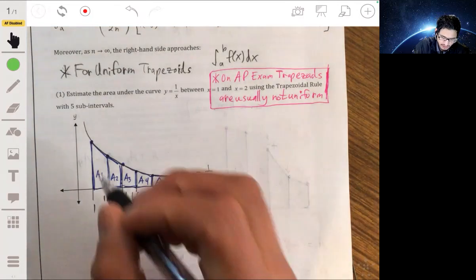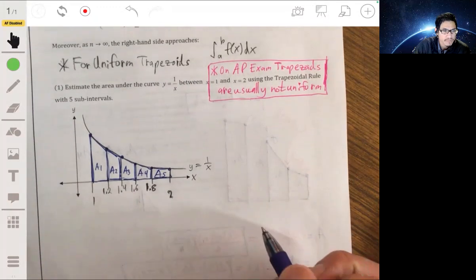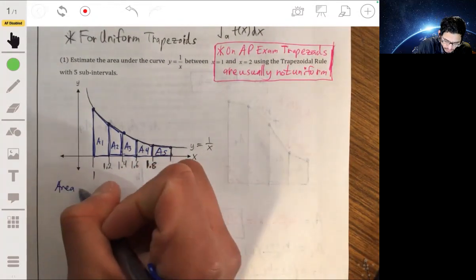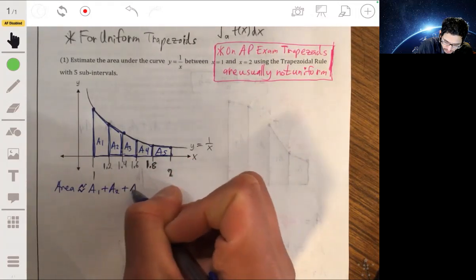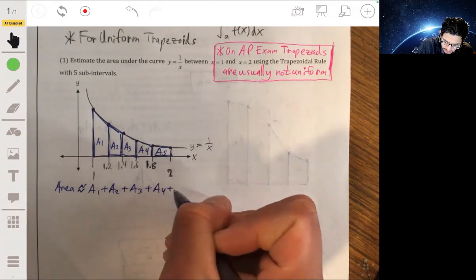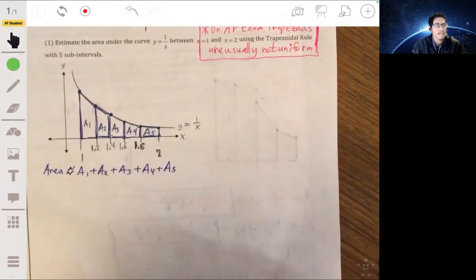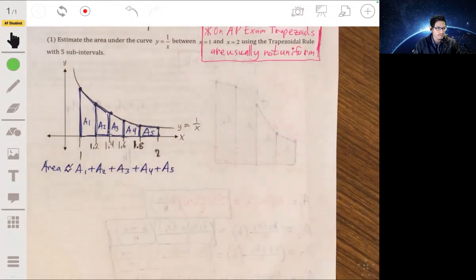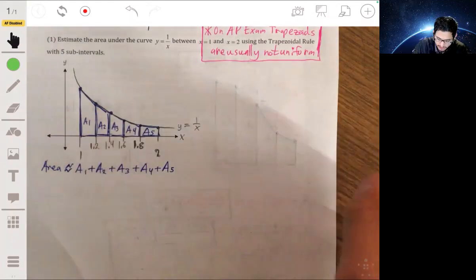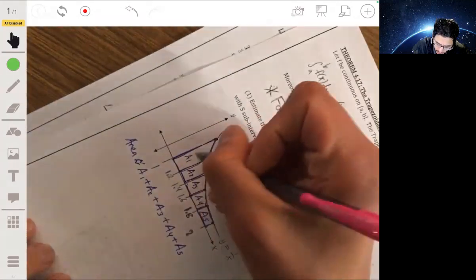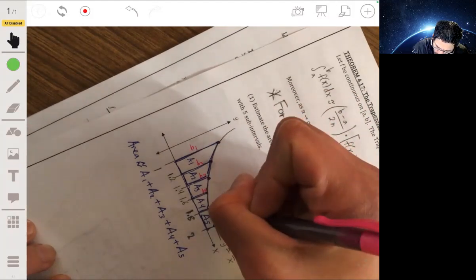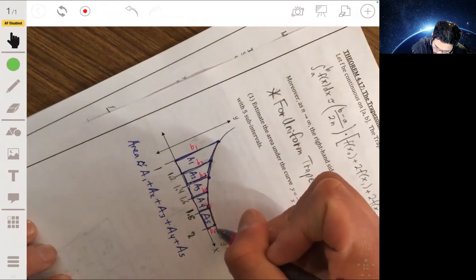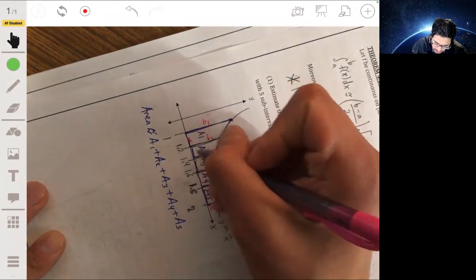Now, let's break this down. The area is going to be approximately equal to A1 plus A2 plus A3 plus A4 plus A5. Now, A1. Let's think about what's going on here. We have base 1 here, base 2 here, base 3 here, base 4 here, base 5, and base 6. And the heights are all the same. This will be the height.